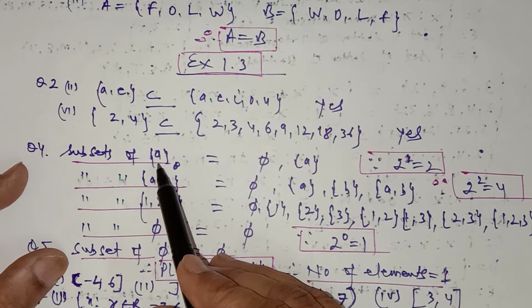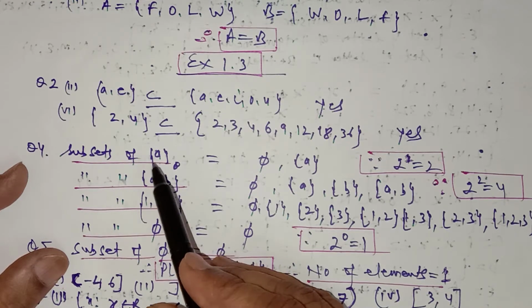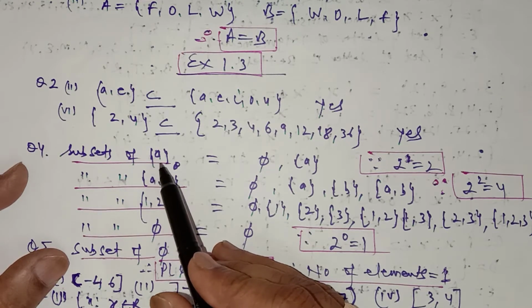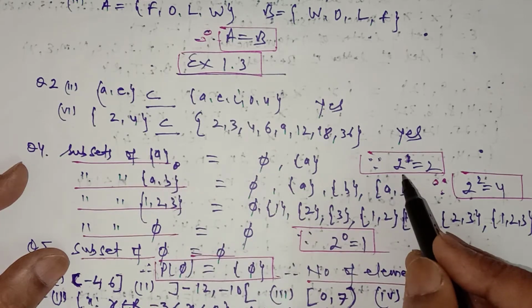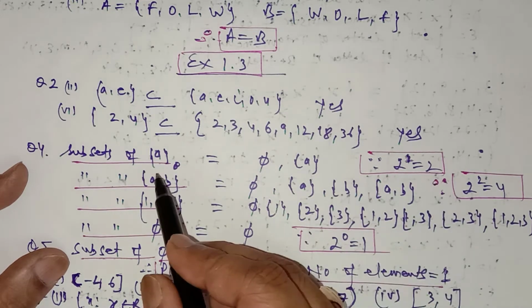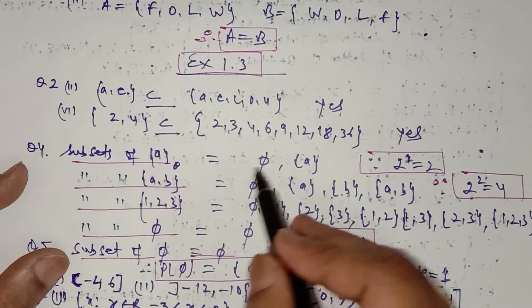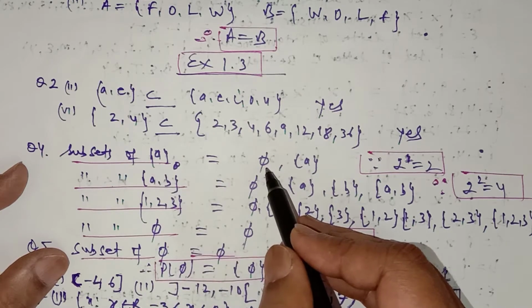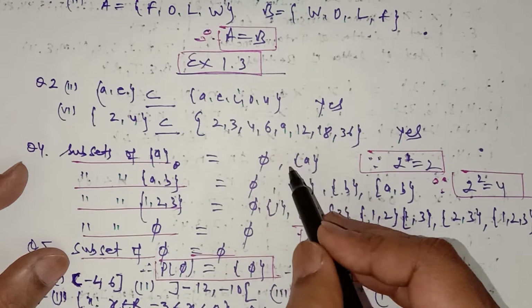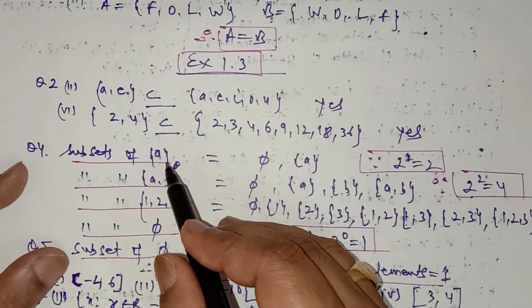Now because we know that the number of subsets of a set is 2 raised to power n, where n is the number of elements, first of all we find how many subsets we can make of this set. So we have one element, so 2 raised to power 1 is equal to 2. So we have only two subsets of this, which are empty, because the empty set is a subset of every set, and the set containing the element A only.